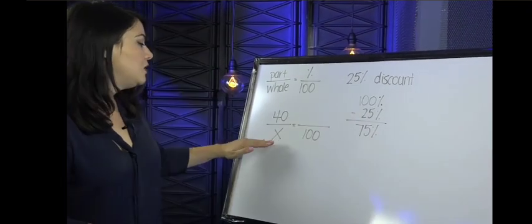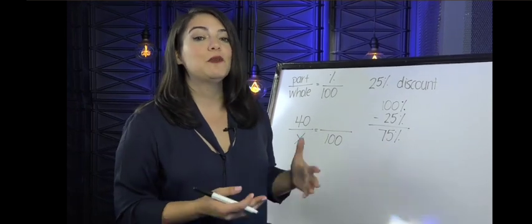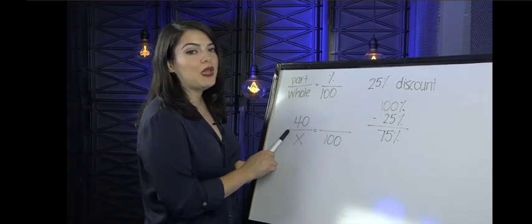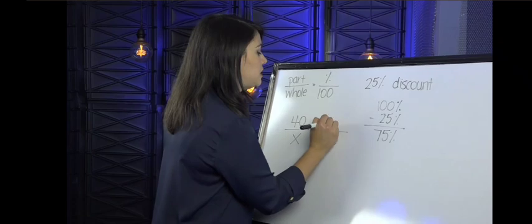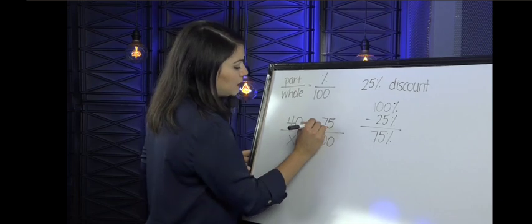So let's make sure we understand this. 100% is the original amount. 25% is the discount. It's the part that she's not paying for. 75% is the part that she is paying for. So because $40 is the part that she's paying for, we're going to put here the percent that she's paying for, which is 75%. Now that we have finished setting up our equation, we can go ahead and cross multiply.